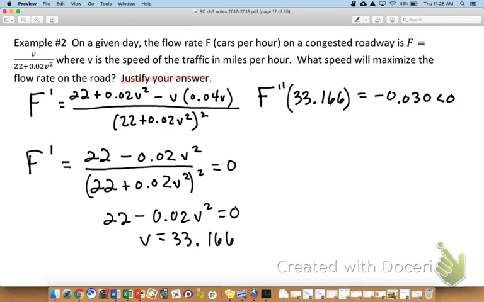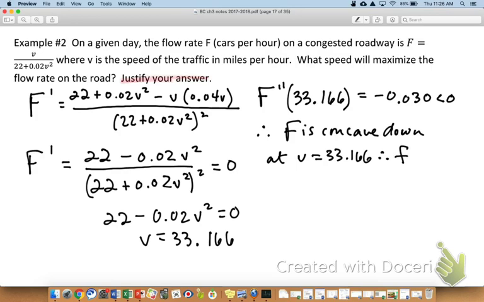Okay. So assuming that that's the correct value, we can say, therefore, F is concave down at V equals 33.166. Therefore, F has a max at V equals 33.166. So if we're trying to maximize flow rate, the traffic engineers would want to set the speed limit to be 33. Or maybe 35 or 30, right, to go with those multiples of 5.